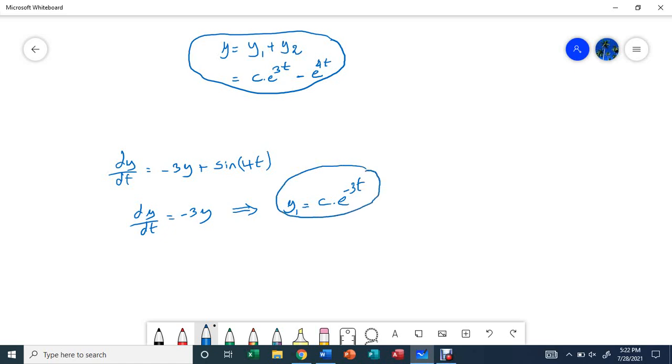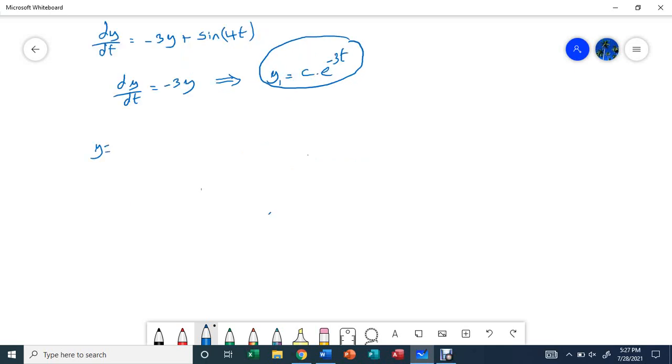So my b(t) is in the form of sine 4t. So my guess should be in the form of a sine 4t plus b cosine 4t. So I'm guessing y equals A sine 4t plus B cosine 4t. So now dy over dt plus 3y equals sine of 4t.